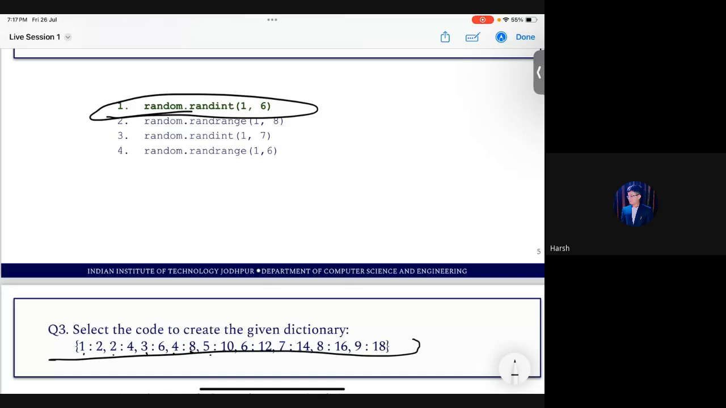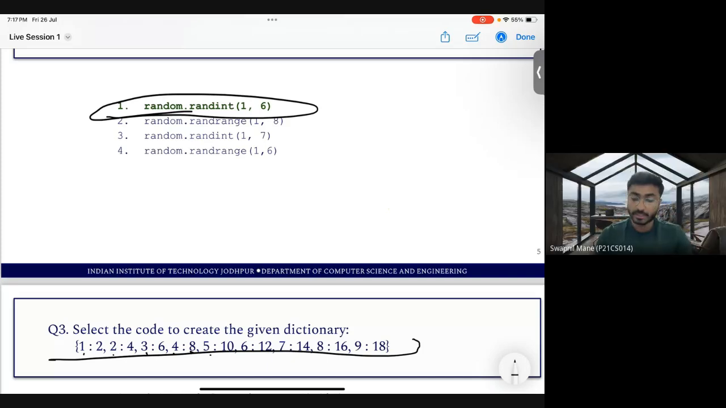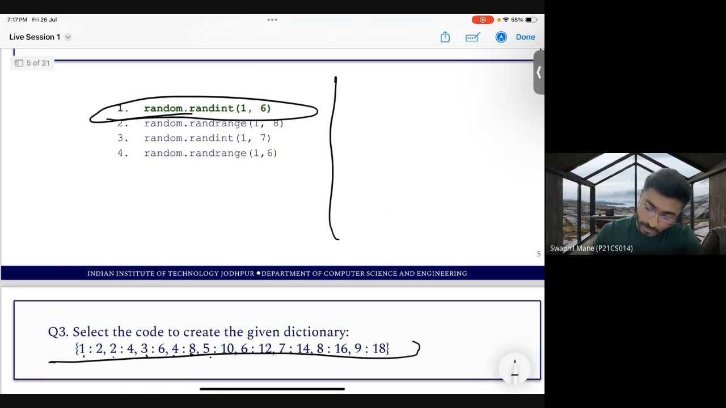Yes, sir, we can make this dictionary by using a for loop. First, we will take x as the key, and the value will be 2x. So we will do it for a range from 1 to 9. Right. Okay, I will write your solution. Let's take a for loop, for i in range, from 1 to 9.